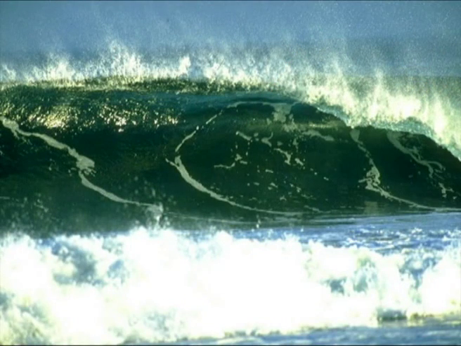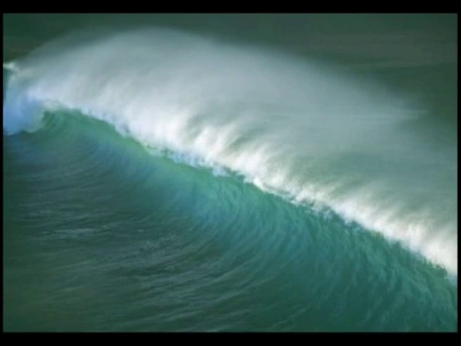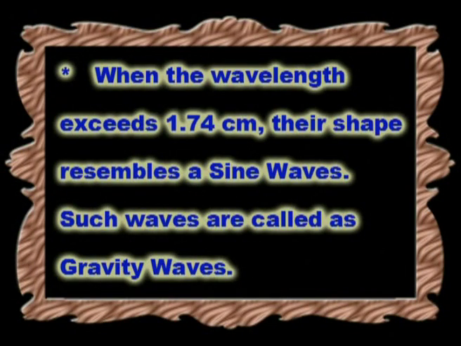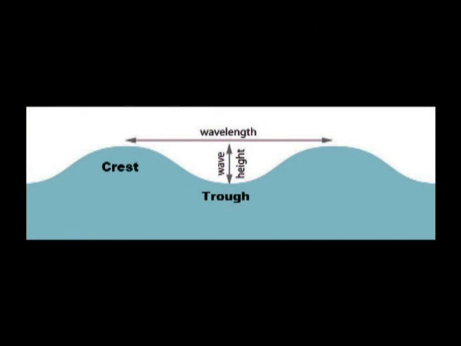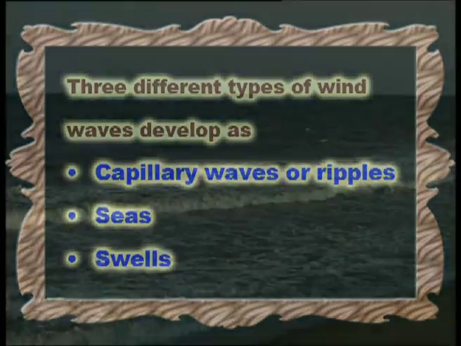When the surface of oceanic water mass gets more and more energy from the wind blowing over it, waves increase in height and length. When the wavelength exceeds 1.74 centimeters, their shape resembles a sine wave. Such waves are called gravity waves. These waves are characterized by pointed crests and rounded troughs. Over a period of time, three different types of wind waves develop: capillary waves or ripples, seas and swells.